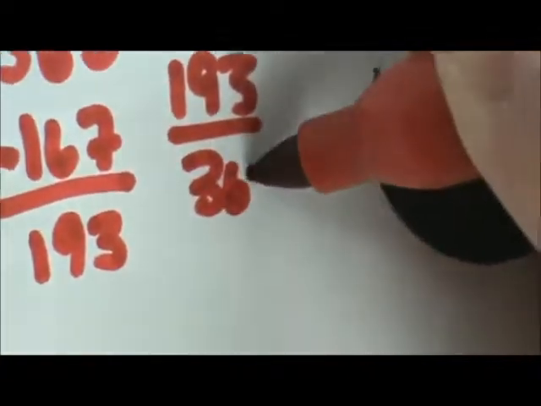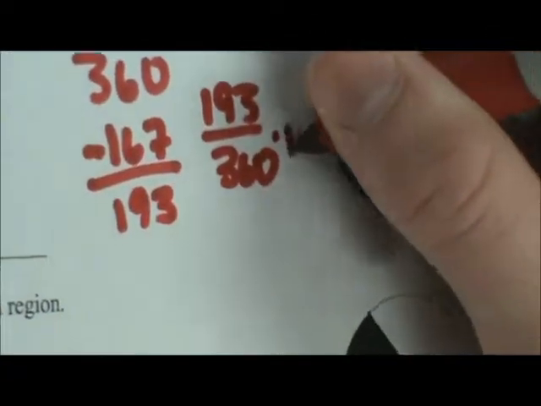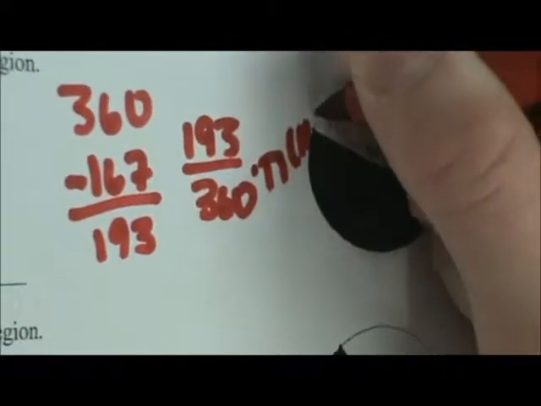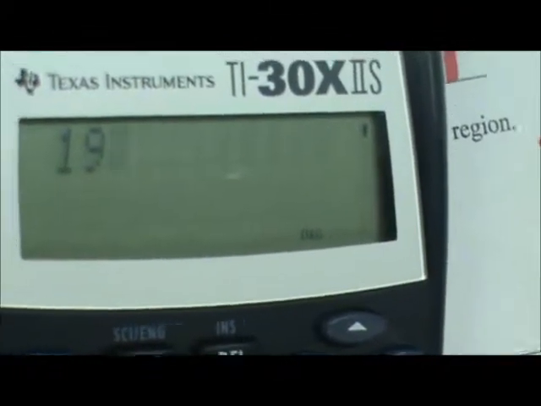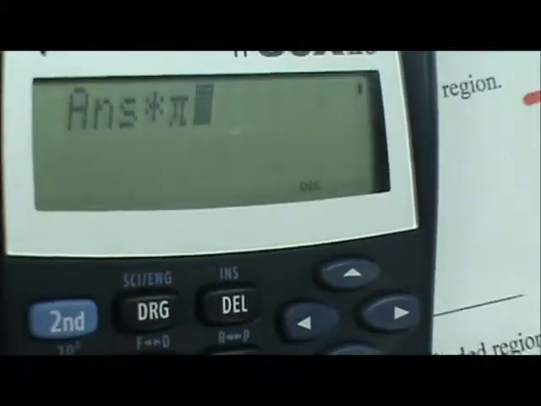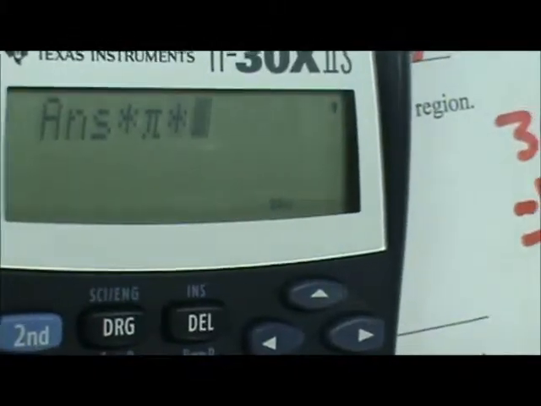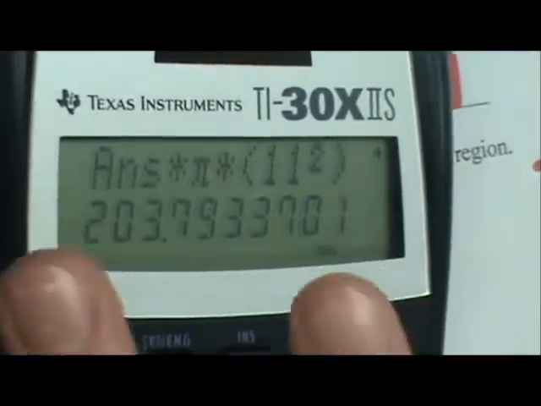So we're just going to plug that into our blue calculator. That's going to give us our answer of approximately 203.79.